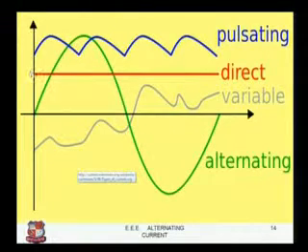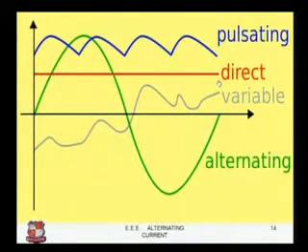Now second, this red line indicates the direct current or DC. This direct current indicates that the circuit elements, means voltage and resistance of the circuit, remain constant. So you get the constant value of current, and the direction is always constant in DC.